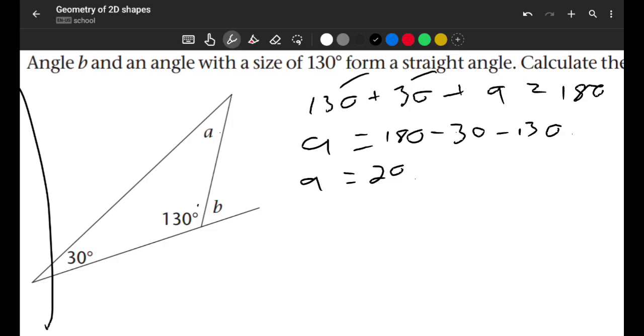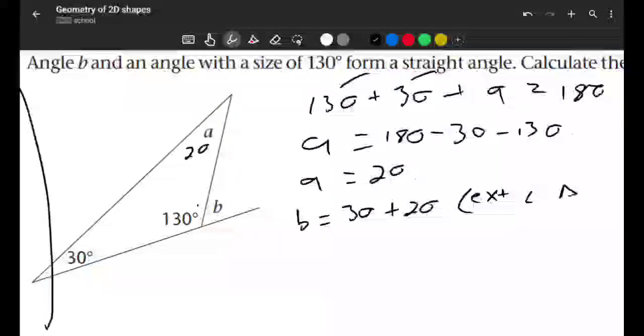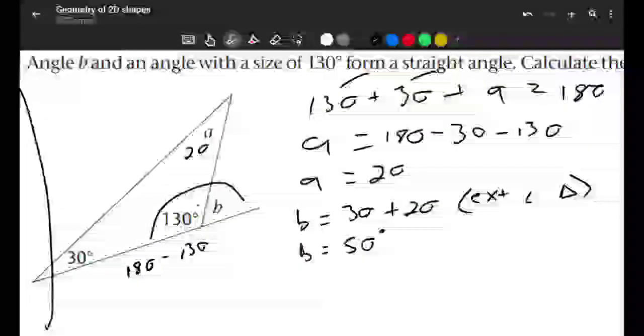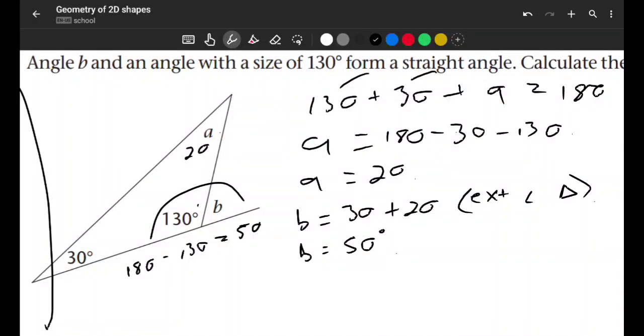And then we know that if A is 20 degrees there, we know that B is equals to 30 plus 20, and the reason there is exterior angle of triangle, right? And then B is equals to 50 degrees, right? If you're not happy with that, you can just say angles on a straight line, so it's going to be 180 minus 130, and then that equals to 50 degrees.